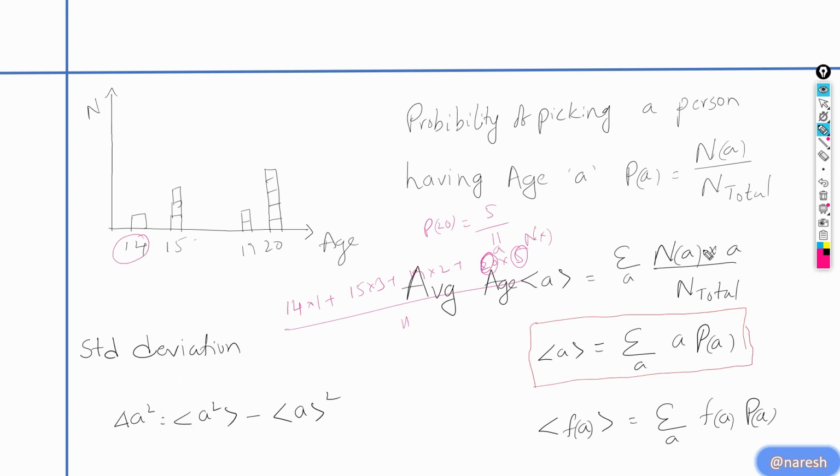We've written it like this: the numerator as N(a) times a, divided by N total. Here we can say this is the probability, so we can use this equation to replace this part of the equation. Now the expectation of a is in terms of the probability. Similarly, if we have a function, then we can represent it like this also.